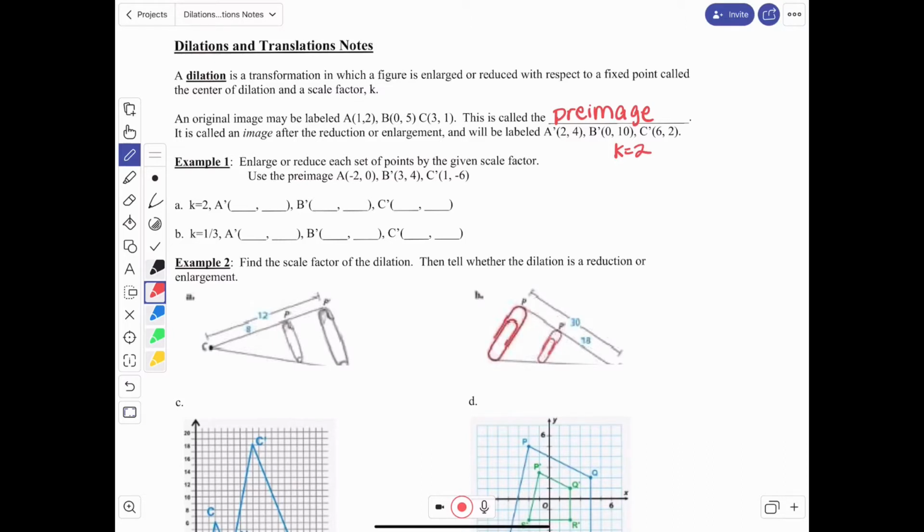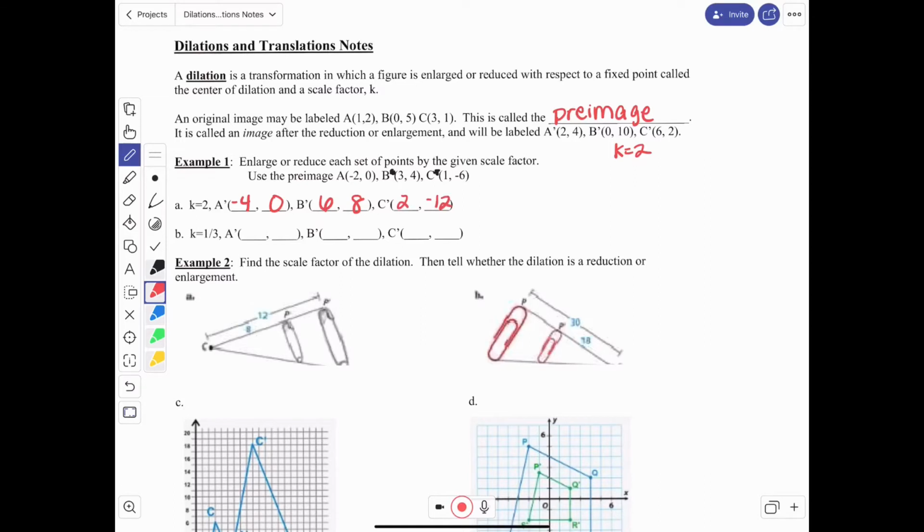All right, so for example 1, we're going to enlarge or reduce each set of points by the given scale factor. And we're going to use these set of points: (-2, 0), (3, 4), and (1, -6). And these right here should not be there. That was a typo, because those should only be in the resulting image, the final image. Okay, so for the first one, we're going to multiply everything by 2. So 2 times -2 is going to give us -4. And then, of course, 0 is going to stay 0. Then we'll get (6, 8) and (2, -12).